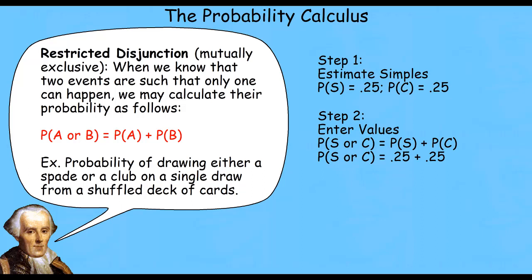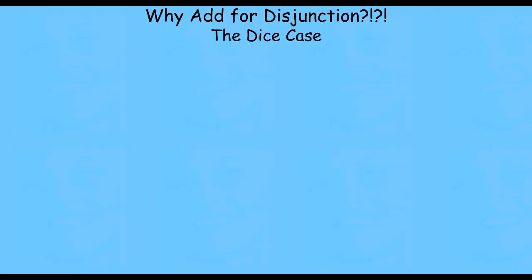We enter those values into our equation. The probability of drawing a spade or a club is going to equal 0.25 plus 0.25. We then perform our calculation, adding those together, and we discover that the probability of drawing a spade or a club is going to be 0.5. Now you might wonder, why are we adding now? We were multiplying for conjunction. Why are we adding now for disjunction?